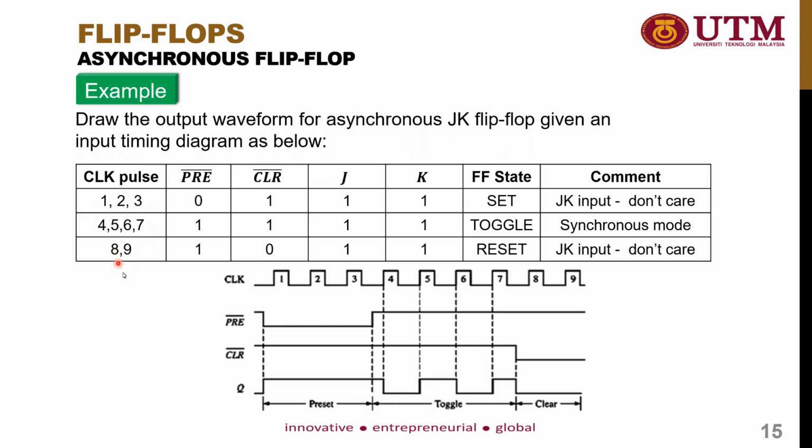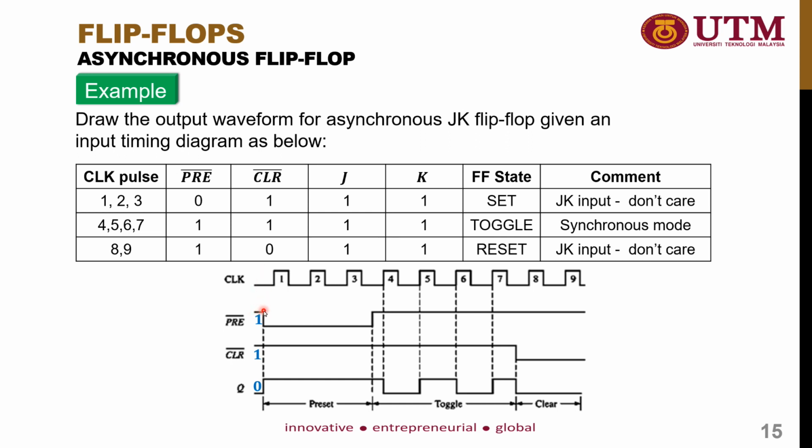Here you see the example gives you the condition of J and K in each clock pulse. First we need to observe the initial condition. The initial condition is given as PRE bar set to 1 and CLR bar set to 1, so it is entering the usual JK flip-flop mode. At this condition, we need to observe where the rising edge of the clock is. It still doesn't meet any rising edge.